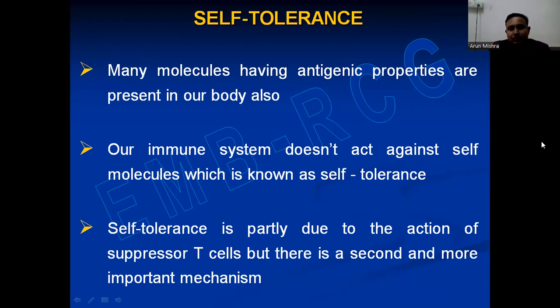Self-tolerance. Many molecules have antigenic properties and such molecules are present in our body. Our immune response does not act against self molecules, which is known as self-tolerance. Self-tolerance is partially due to the action of suppressor T cells, but there is a second and more important mechanism.